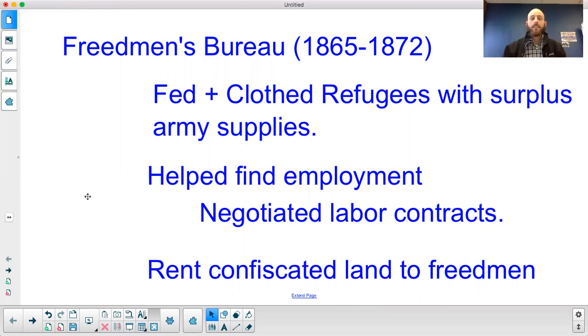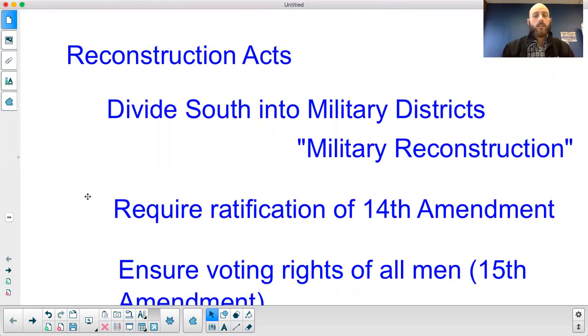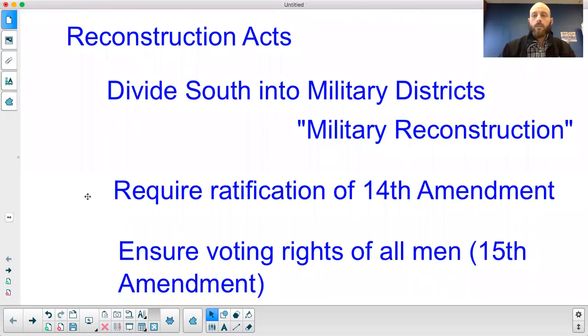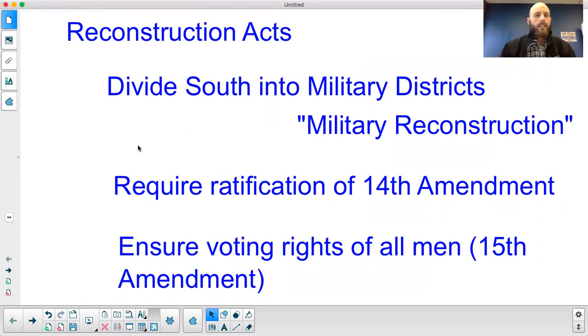Okay, that's it. Those are the radical Reconstruction Acts. Mostly revolve around ensuring the equal rights of the freedmen and establishing federal rule in the South.